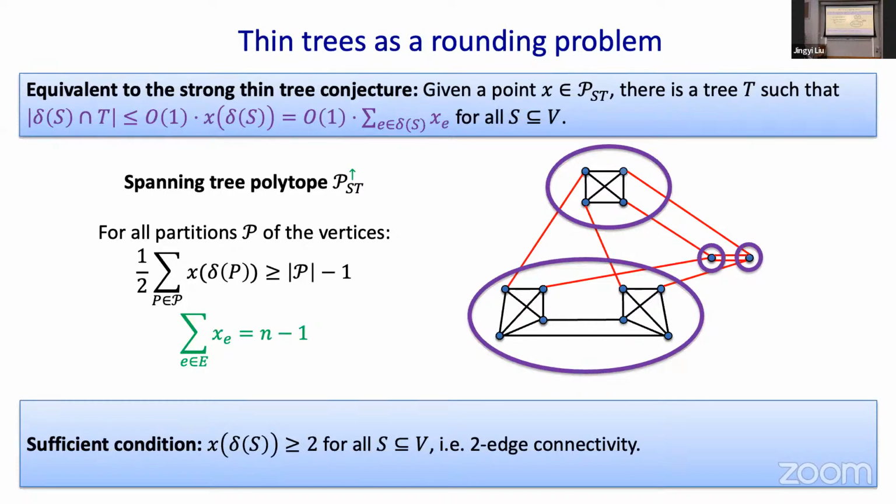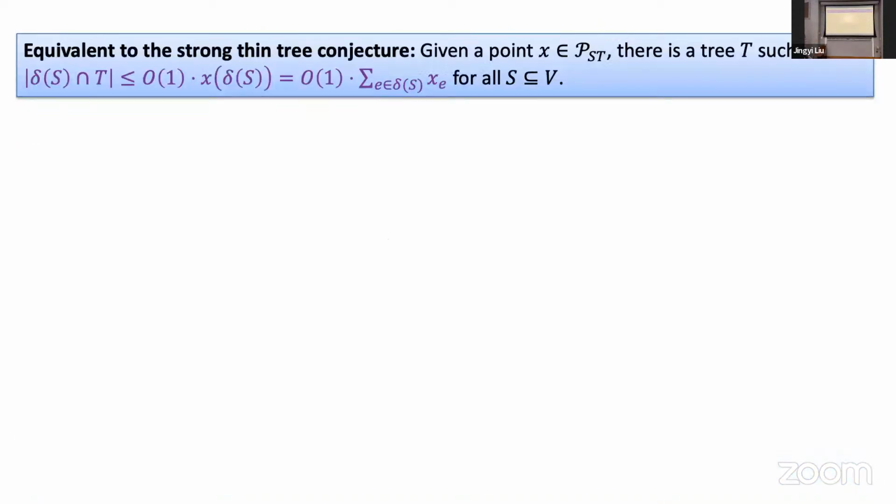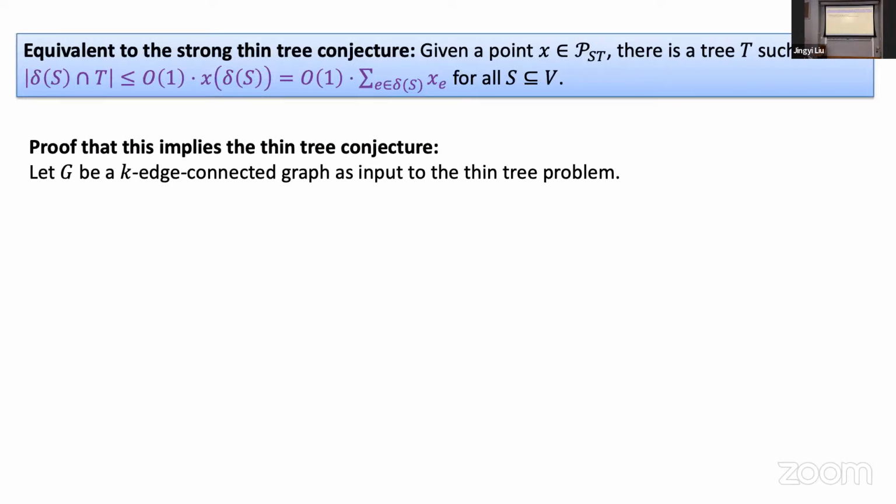Okay, so this is now a rounding problem, right? We have a fractional spanning tree, and I want to round it so that we don't have too many more edges than the fractional spanning tree on every cut. Let me prove that this implies the thin tree conjecture. So let G be some k-edge connected graph. This is the input to our problem.